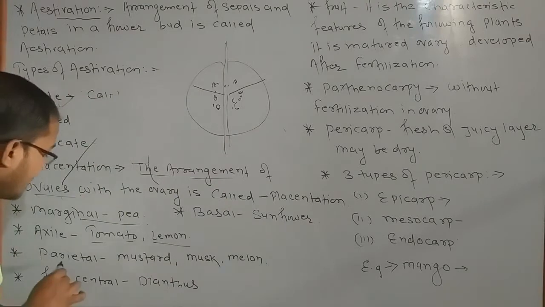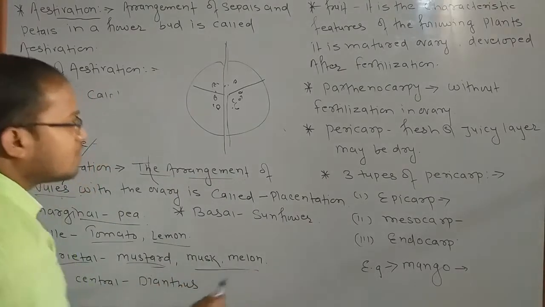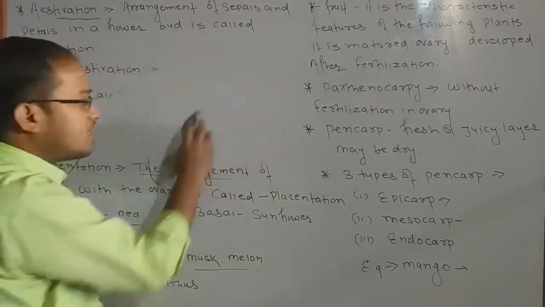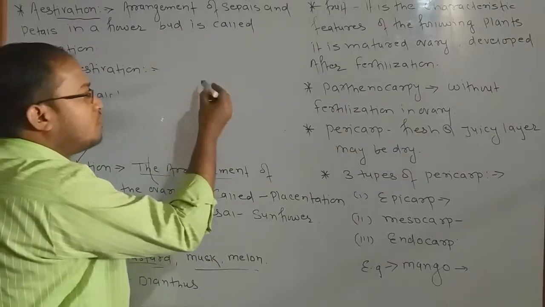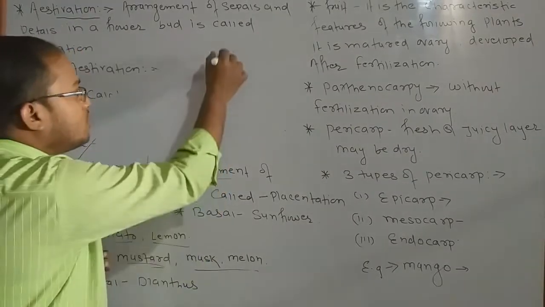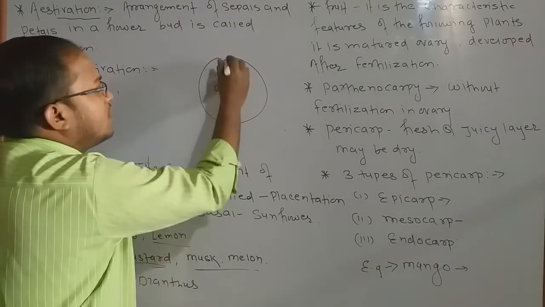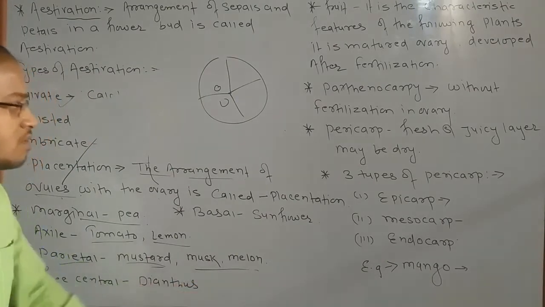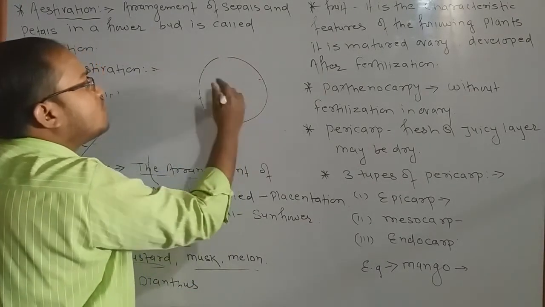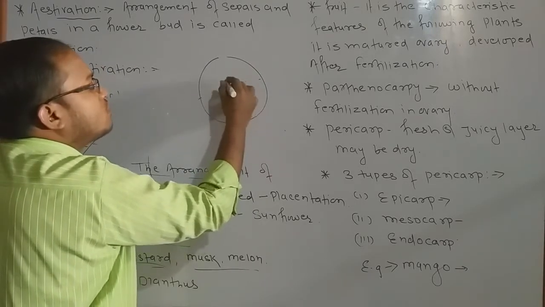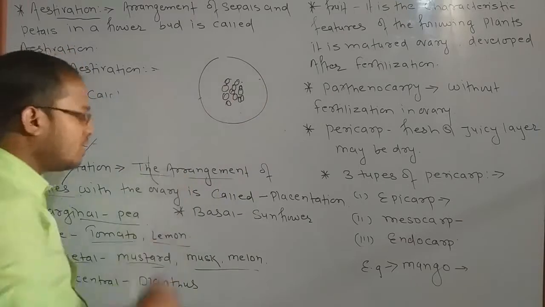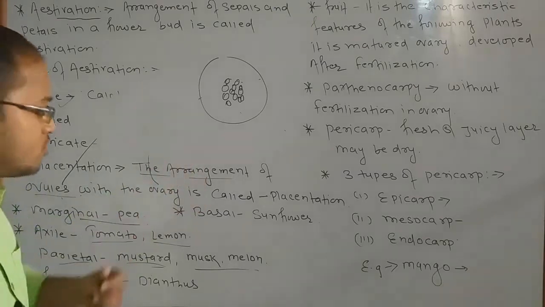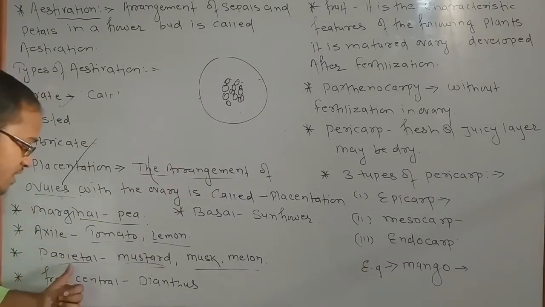Okay, next parietal, we have seen in mustard and muskmelon. In this there is a slight difference from tomato and lemon. So what is the difference? In tomato the ovules are generally separated into 3 parts, but in parietal, mustard and muskmelon, the ovules are not separated, they are conjugated in the center portion. Okay, so this arrangement of ovules inside the ovary is called parietal placentation. Is it clear? Most important, there is too much difference between axile and parietal.